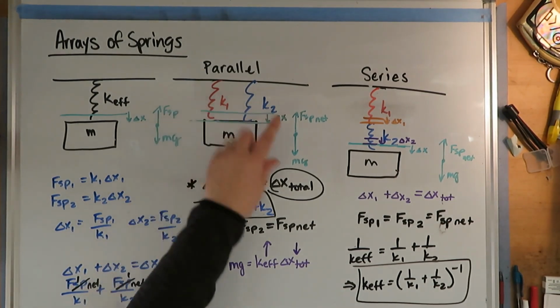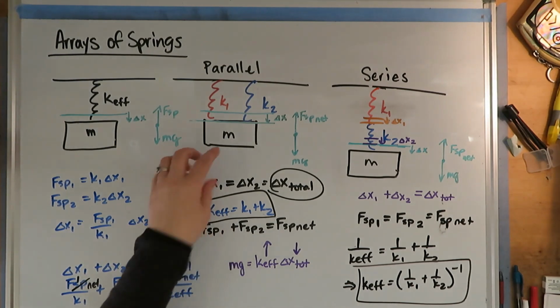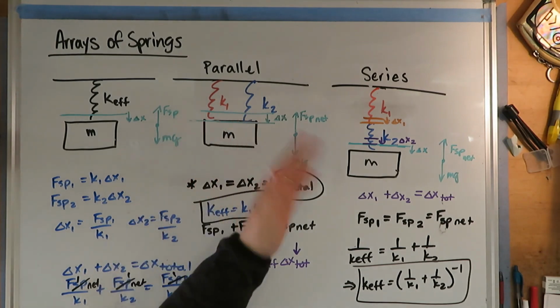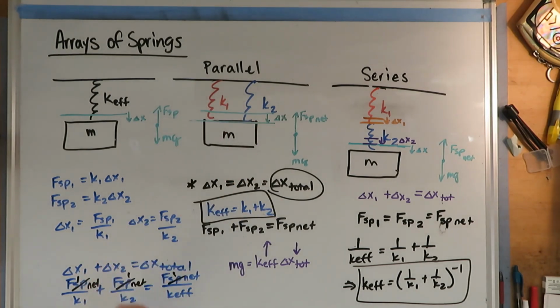So for example, if I have a bunch of weak springs that have very low values of k, and I'm worried about, say, overstretching them and putting them past their elastic limit, if I put the springs in parallel, then each of them will get only part of the stretch. So that's kind of handy.